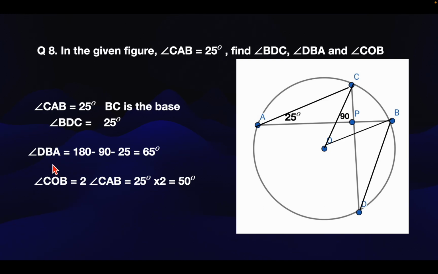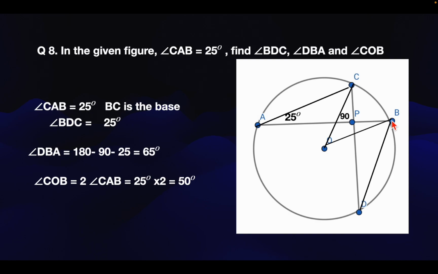Next is DBA. We have to find this, DBA. Here let us take this triangle. We have to find this angle. We know that this angle is 90 degrees. Here it's vertically opposite. This angle we just now found is 25. So 180 minus 90 minus 25 is 65. So this angle DBA is 65.